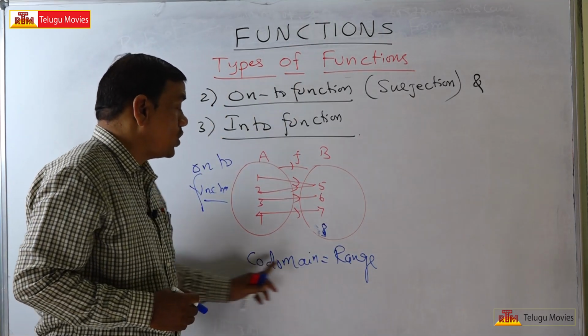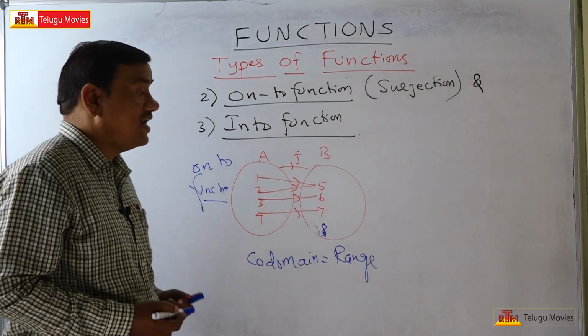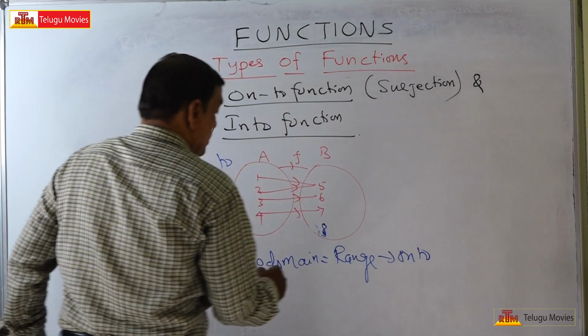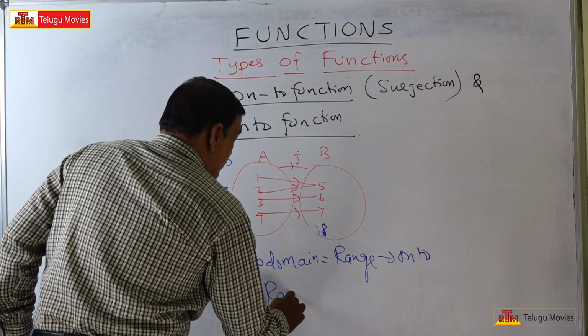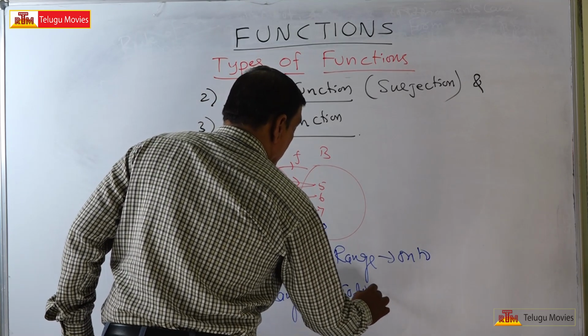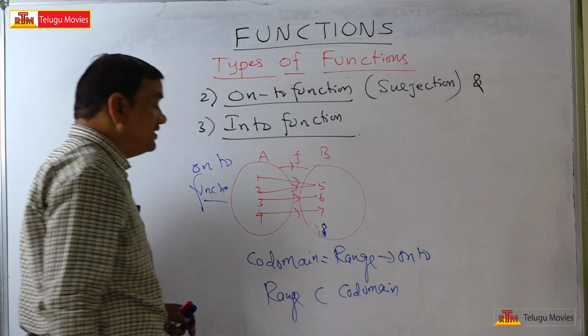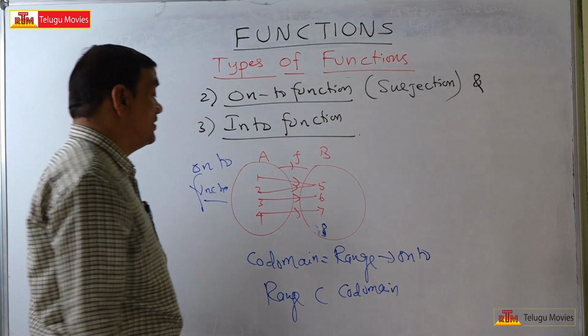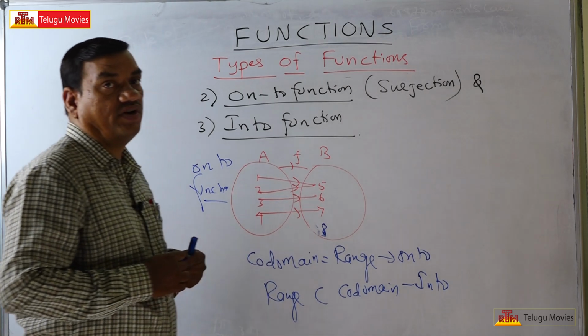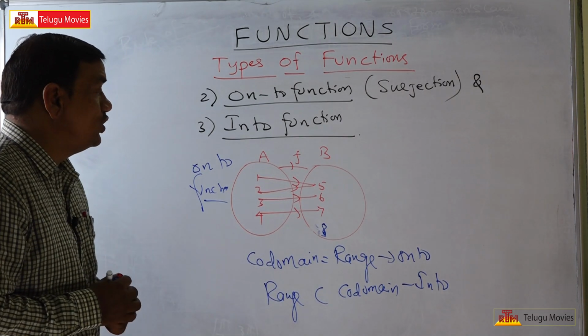Okay. So if the codomain is equal to the range, then it is an onto function. If the range is a strict subset of the codomain, then it is an into function. If it is a proper subset, then it is an into function.